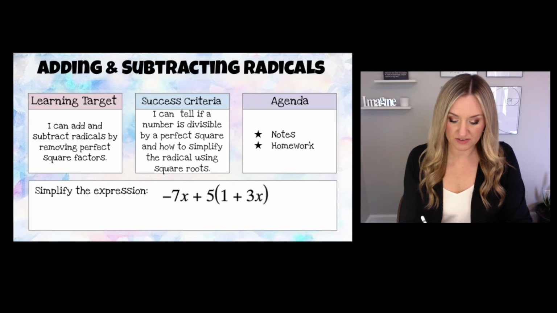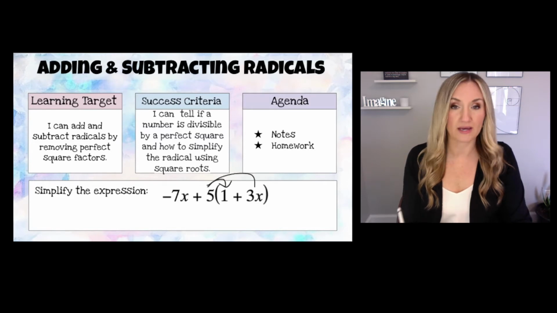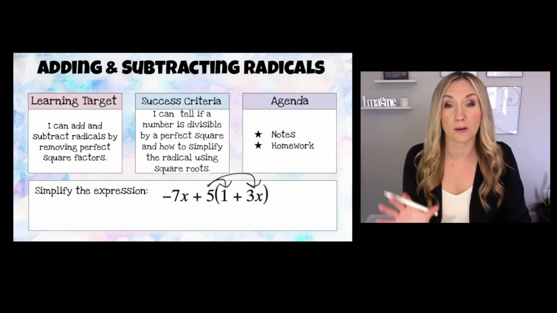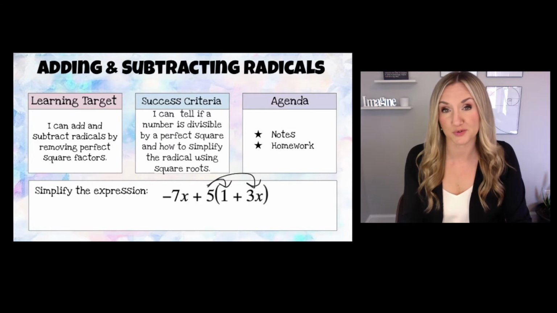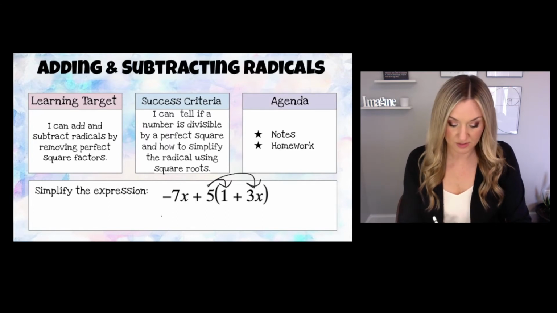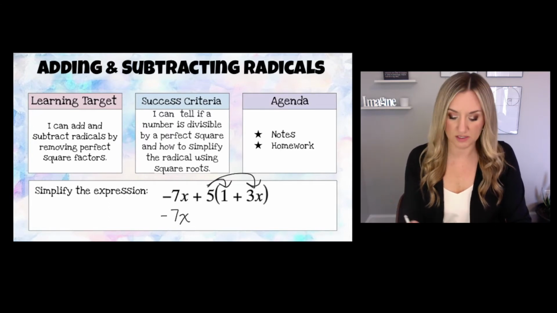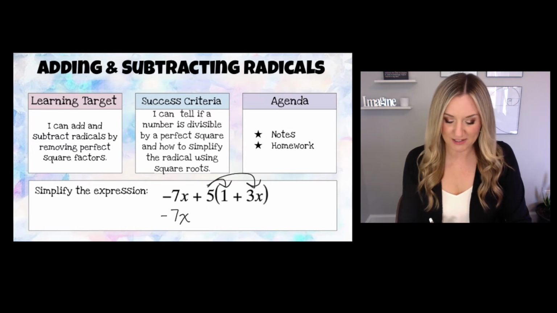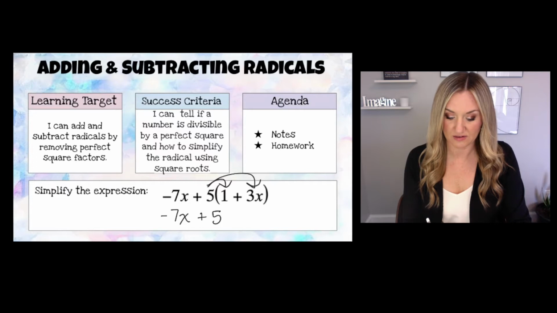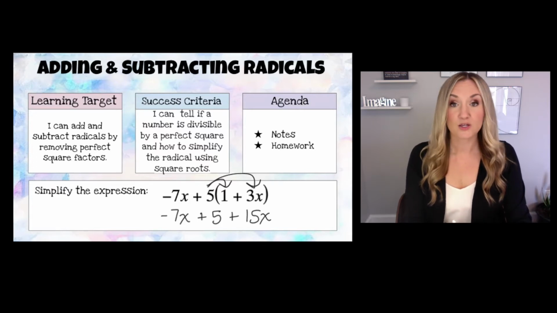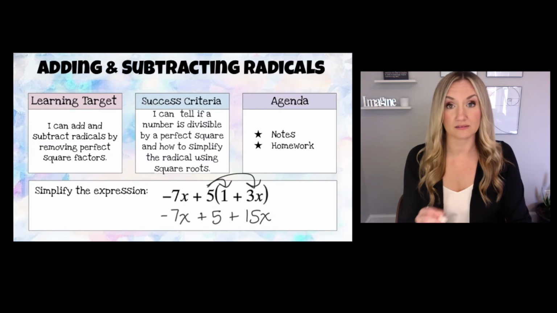To simplify the expression, we want to perform the operation of 5 multiplying the quantity of 1 plus 3x. The negative 7x, we do not touch that at first because we need to multiply 5 times 1, which is 5, and 5 times the 3x, which is 15x. So now we can combine like terms.